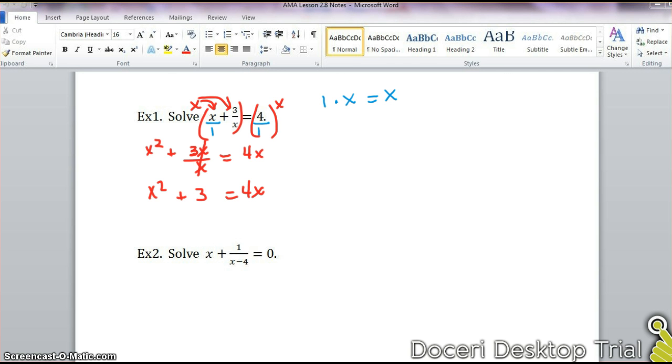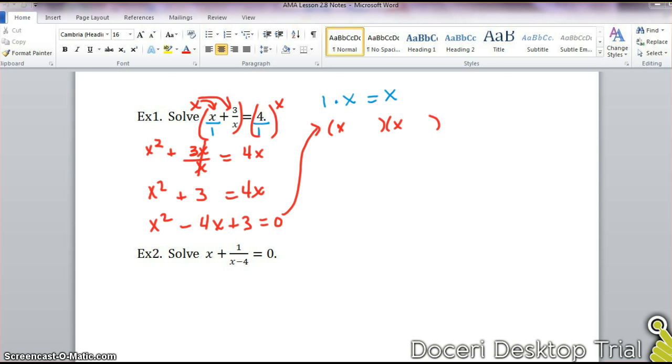Bring everything over to one side of the equation and set everything equal to 0. x squared minus 4x plus 3. So I went ahead and put all my terms in descending order. And then if it's possible, I'm going to try to factor it. If not, you can always use the quadratic formula to help you get your solutions. In this case, I can factor, and you can always use the quadratic formula if you want to. That's fine. I just find it easier to factor here.